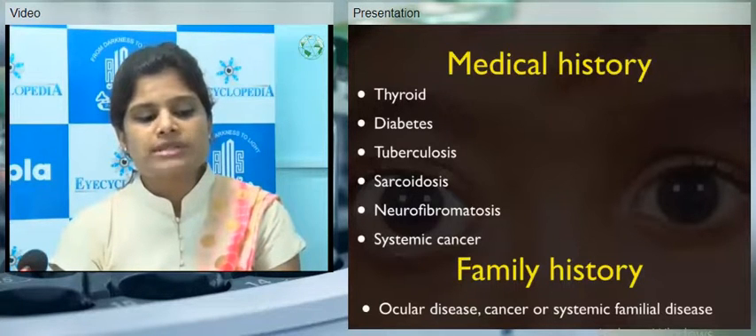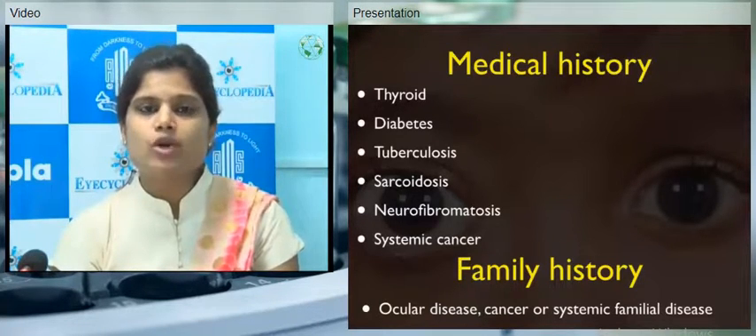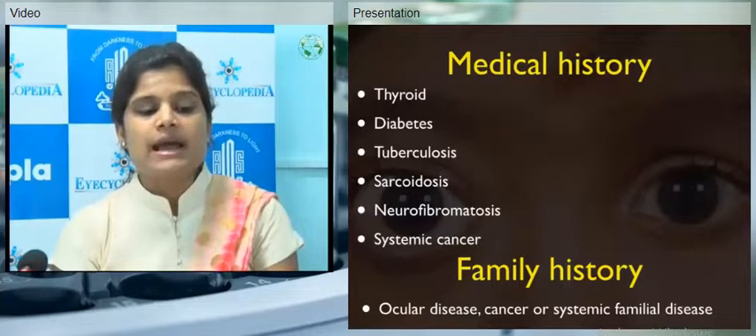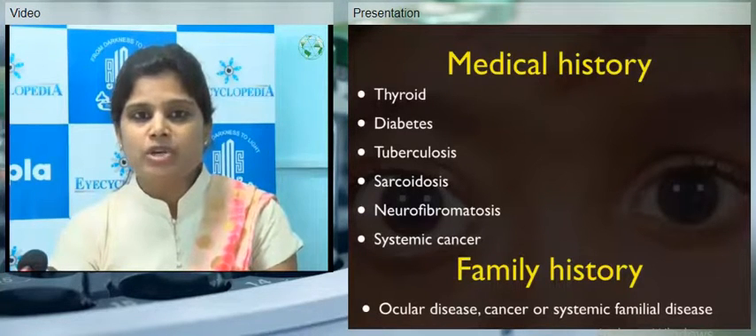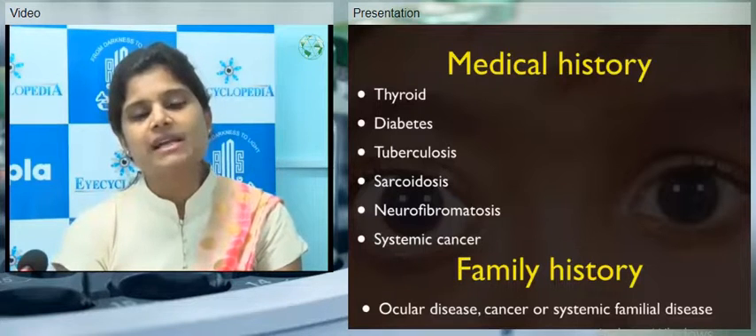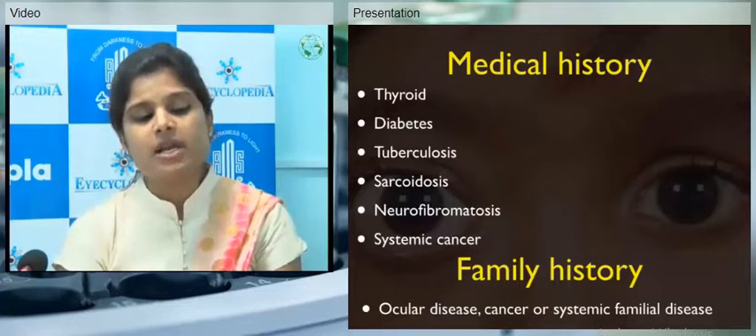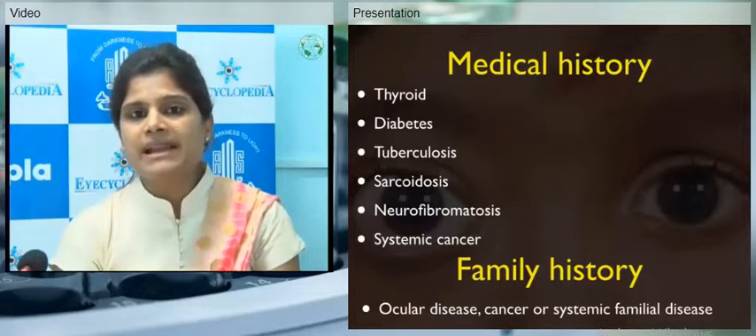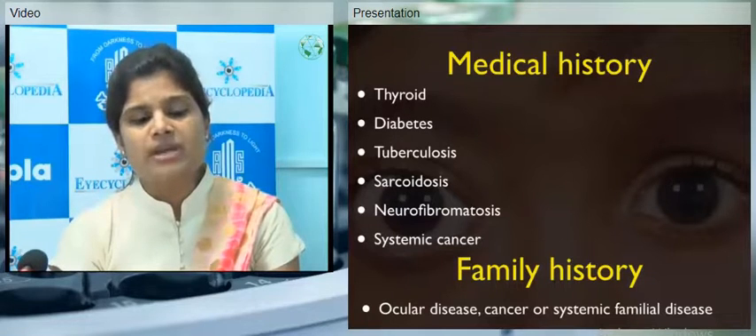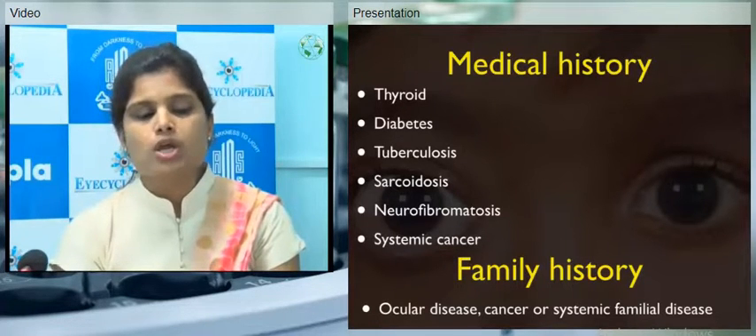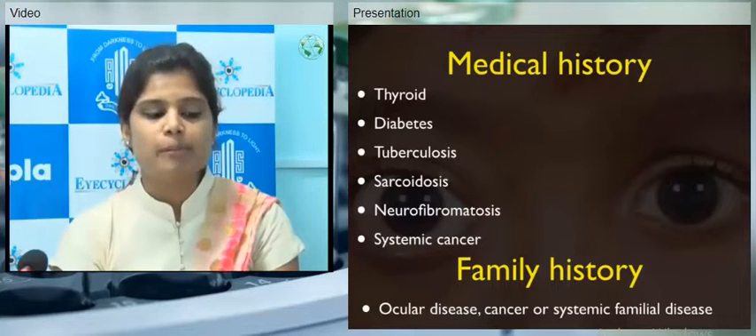The next, sarcoidosis. Sarcoidosis can cause bilateral disease, and there can be inflammation in the orbit, and specifically the lacrimal gland may get affected, and most of the time it is bilateral lacrimal gland enlargement with bilateral proptosis. So that is why the history of sarcoidosis again becomes very, very important.